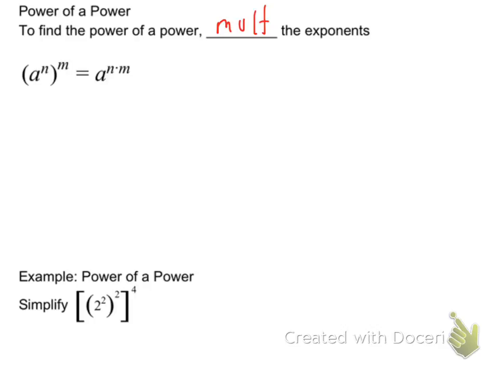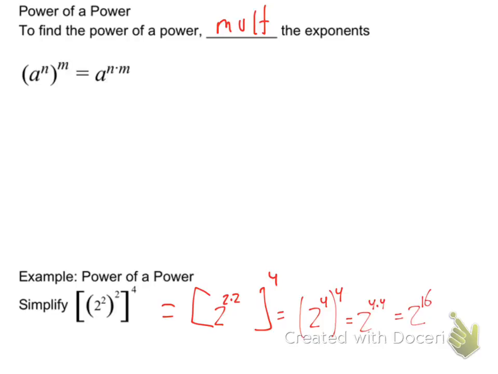Do you guys notice that there's a parenthesis and there's a bracket? The bracket acts like an extra set of parentheses. Order of operations always tells us to work from the inside out. So we could make that a 4, square it, and then take it to the fourth power. Or, wait a minute, isn't the most inside part a power of a power? So therefore, could I make this 2 to the 2 times 2, which is 2 to the 4th, to the 4th power? And now we have a power of a power again, which is 2 to the 4 times 4, which is 2 to the 16th.